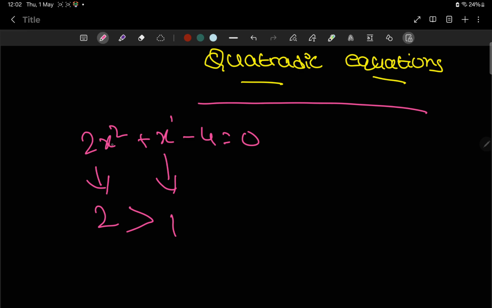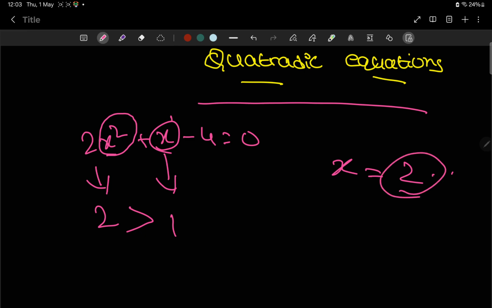So for an equation, if the highest degree is 2, then it is known as a quadratic equation. Now we should solve the quadratic equations, meaning we should find the value of this x. If x is 2 or some number, this is called a solution of the quadratic equation. In this video we are going to learn how to find the solution of a quadratic equation by splitting the middle term. Okay, now let's see how to solve those.